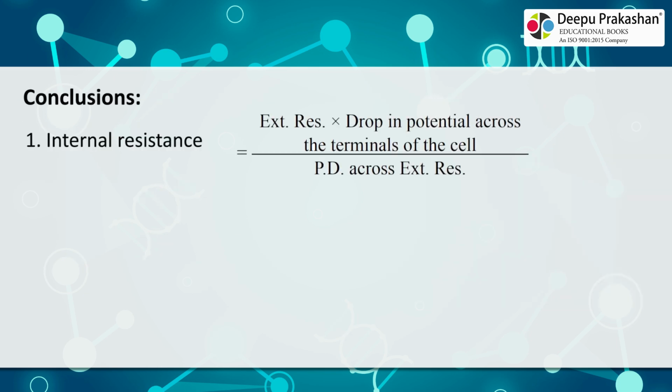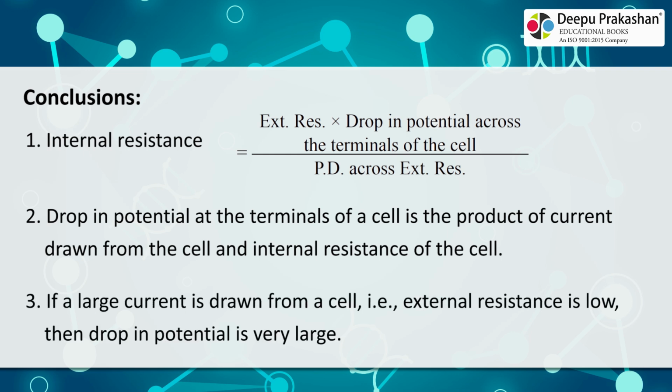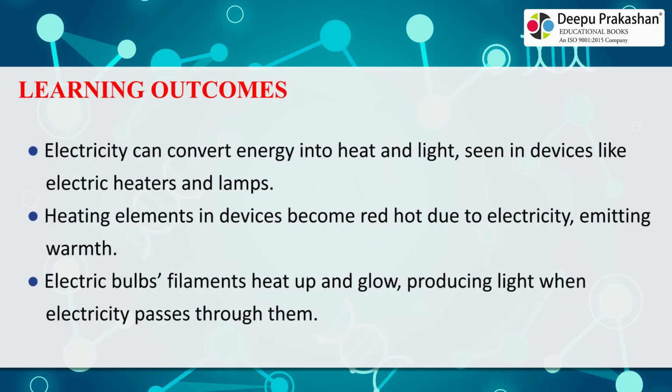Conclusions. 1. The drop in potential at the terminals of a cell is the product of current drawn from the cell and internal resistance of the cell. 3. If a large current is drawn from a cell, that is, external resistance is low, then the drop in potential is very large.